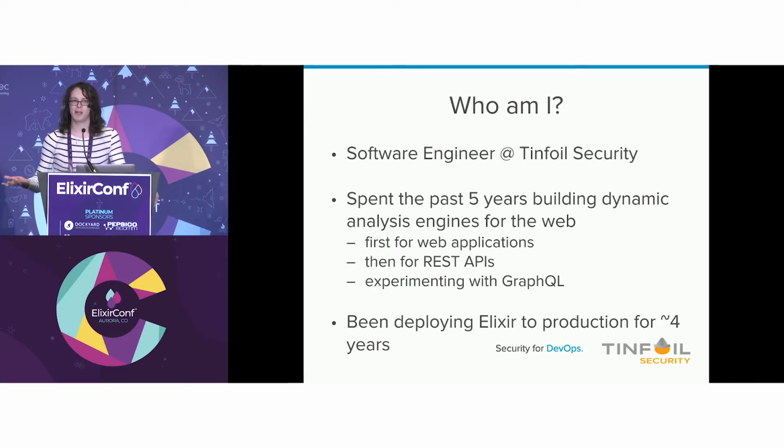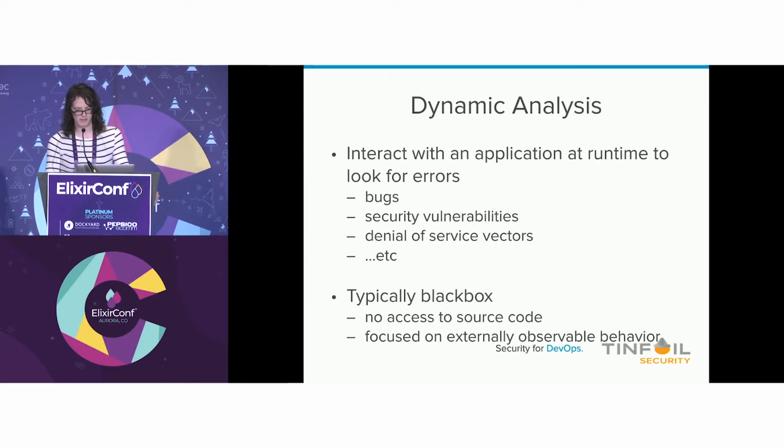So first off, who am I? I'm a software engineer at Tinfoil Security. I basically write dynamic analysis tools. What that means is I'm doing runtime analysis of web applications to look for security vulnerabilities. Primarily, up till now, that's been in REST APIs and in more standard single-page apps. But I'm hoping to start doing this for GraphQL APIs in the near future. And we've been doing this with Elixir for about 4 years now.